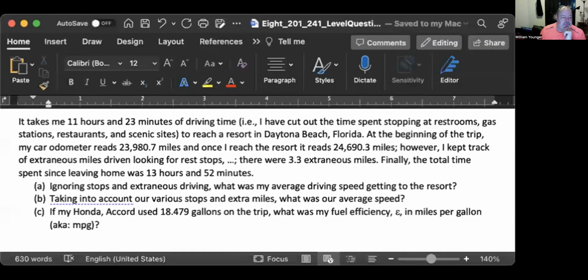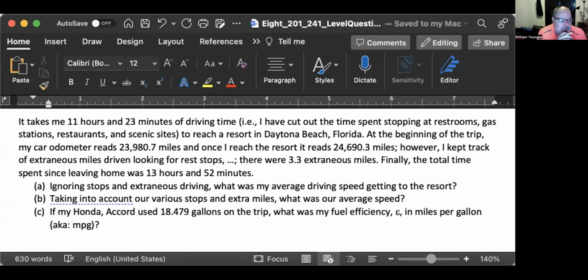And here's the question. It says it takes me 11 hours and 23 minutes of driving time, i.e., I have cut out, i.e., by the way, I always read that as in other words, and e.g. I always read as for example, and that usually helps. So i.e., I have cut out the time spent stopping at restrooms, gas stations, restaurants, and scenic sites to reach a resort in Daytona, Florida.